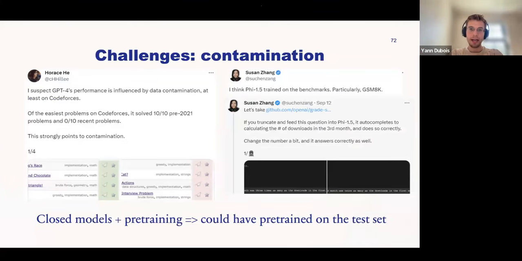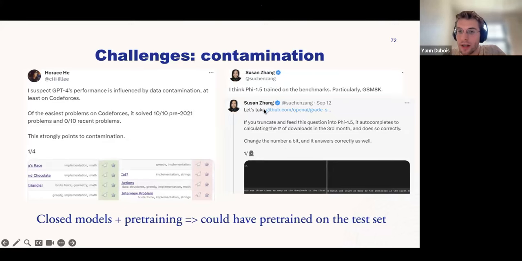Another challenge, which I think someone asked about before, is contamination. So here are a few tweets that point to contamination. Here, Harass says that in the Codeforces benchmark, for everything which was pre-2021, the models perform 10 out of 10, and for everything which is recent, the models perform 0 out of 10. That clearly points to the fact that this test set was actually in the training set of these LLMs, because pre-2021, the LLMs know the answers perfectly. So that's this type of contamination, which means that the models are actually trained on some of the tests or some of the benchmark, which is definitely not something we want.